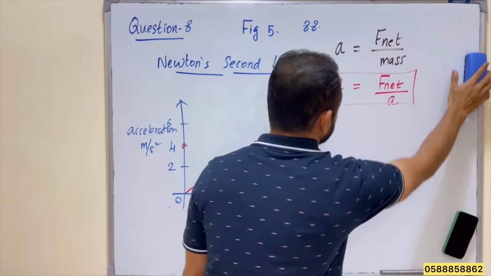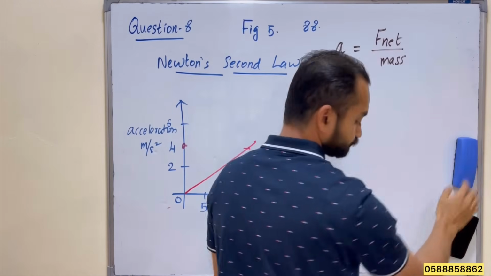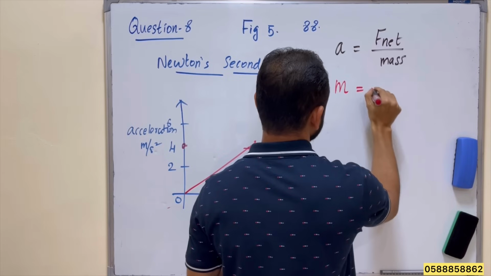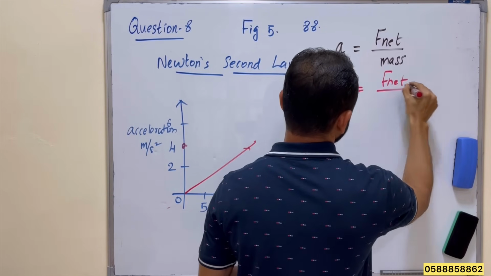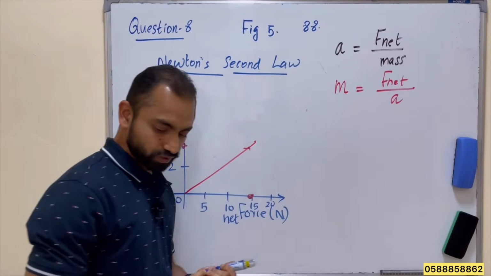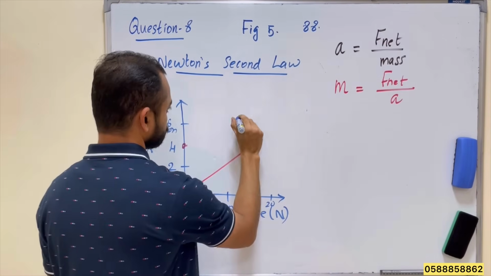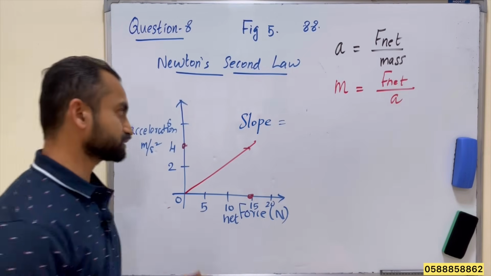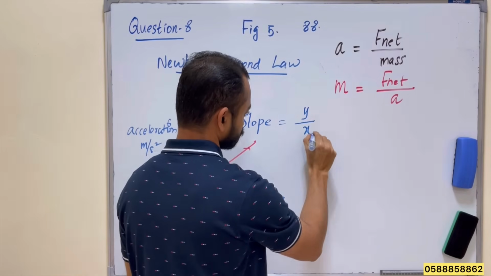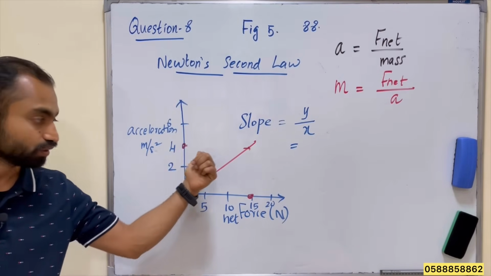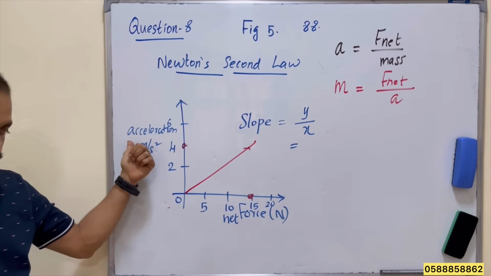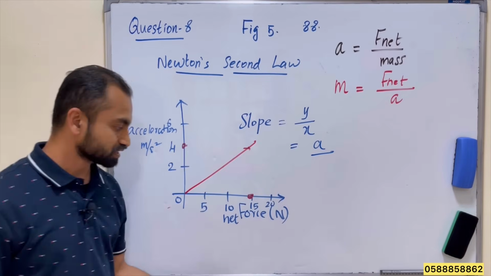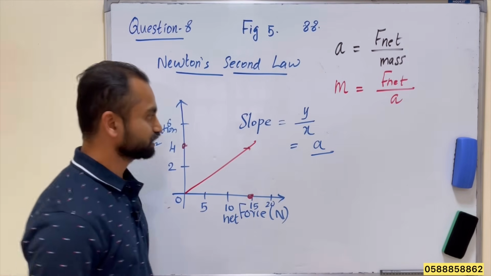So we have this equation that I will write neatly. Acceleration is equal to force divided by mass. So mass is equal to net force F net over acceleration. Now we will calculate the slope of this graph. Slope is always y by x. What is on y divided by what is on x? Acceleration is on the y-axis, and net force, F net, is on the x-axis.